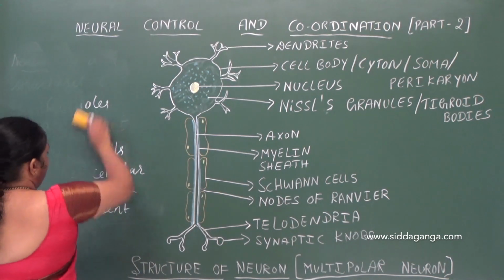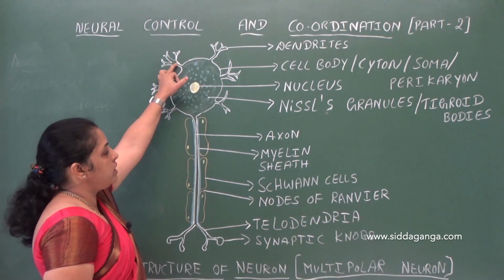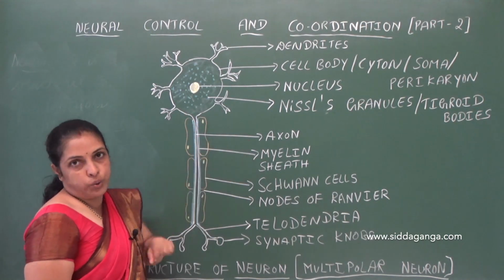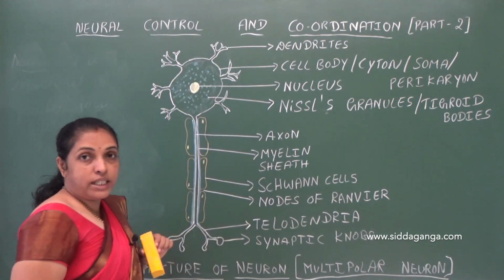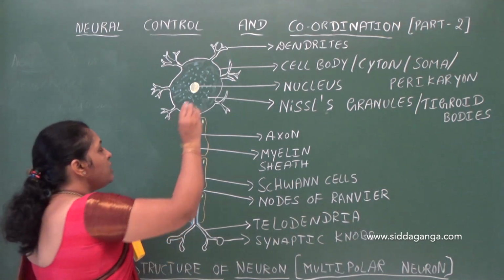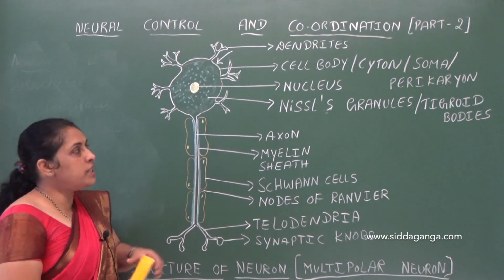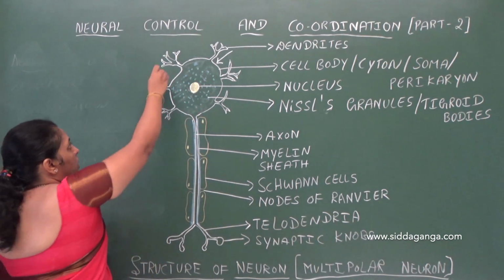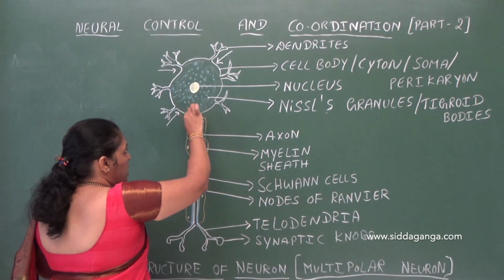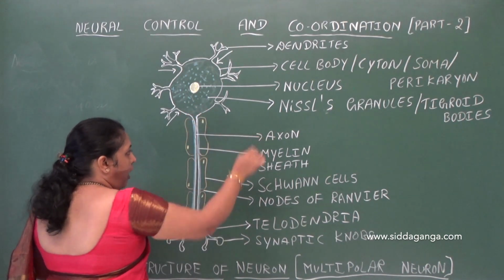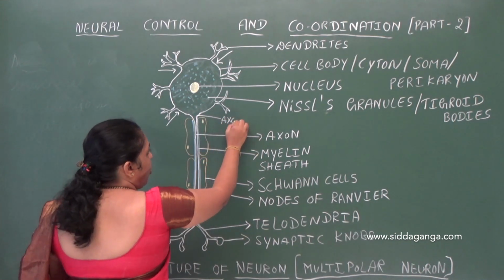Arising from the cell body, we see two types of processes. Smaller branches are called dendrites and the long one is called the axon. The dendrites branch again to increase the surface area of the cyton, and all the dendrites carry information towards the cell body. The one long process arising from the cell body is called the axon. The region from where the axon arises is the axon hillock.